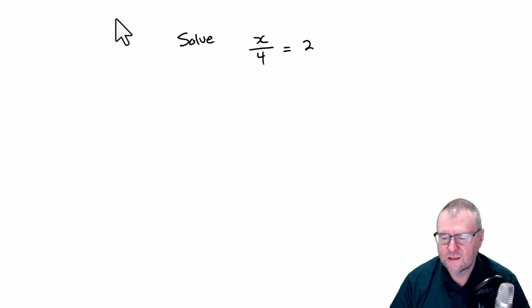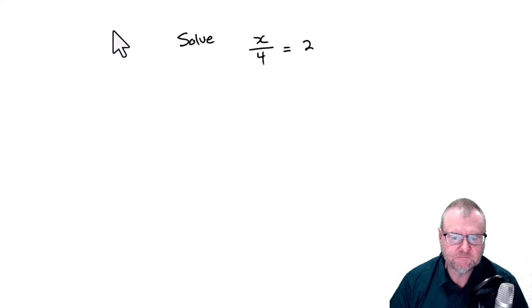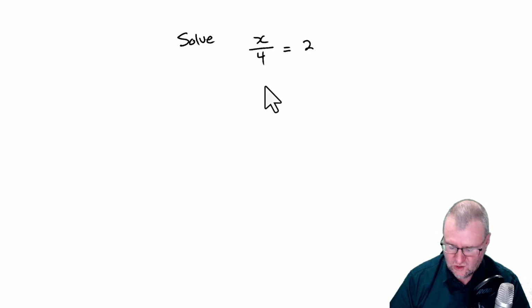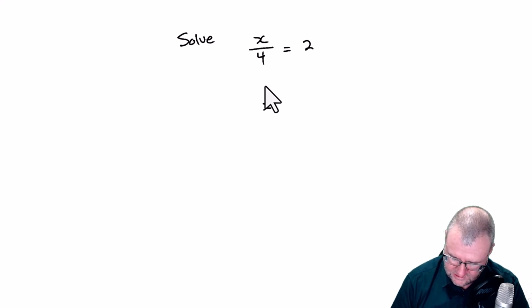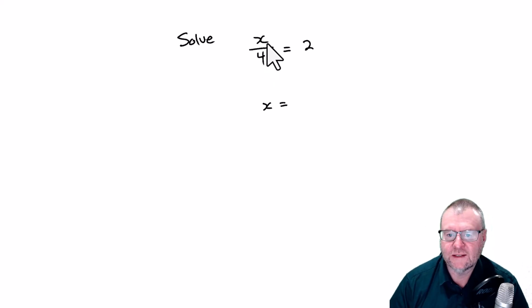All right, what about solving something that has division in it? All right, this is the last kind of variation we're going to look at. Solve x over 4 equals 2. All right, nothing's changed in terms of my goal. My goal is to get the x or the letter on its own. But in this case, I've got a fraction, which I know means x divided by 4, because that's what a fraction is, top divided by bottom.